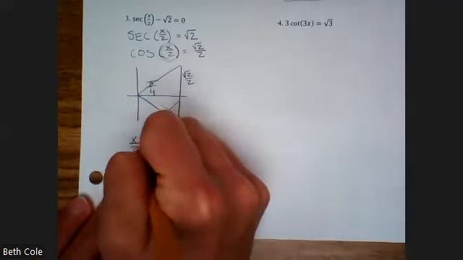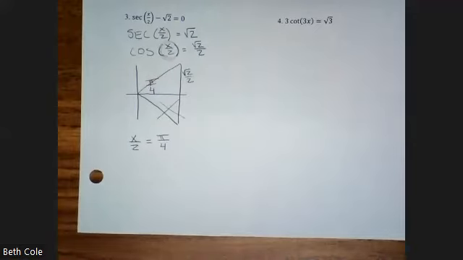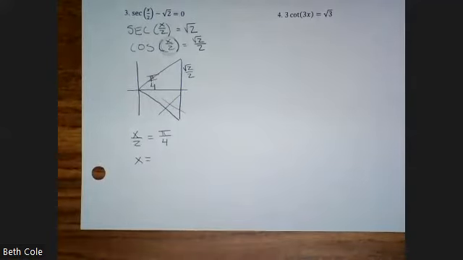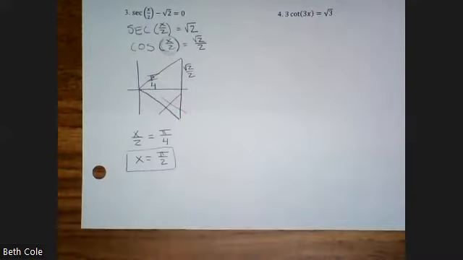So x over 2 equals pi over 4. And then how would you get x by itself? Multiply by 2. So you'd have 2/4, which is a half. So pi over 2.